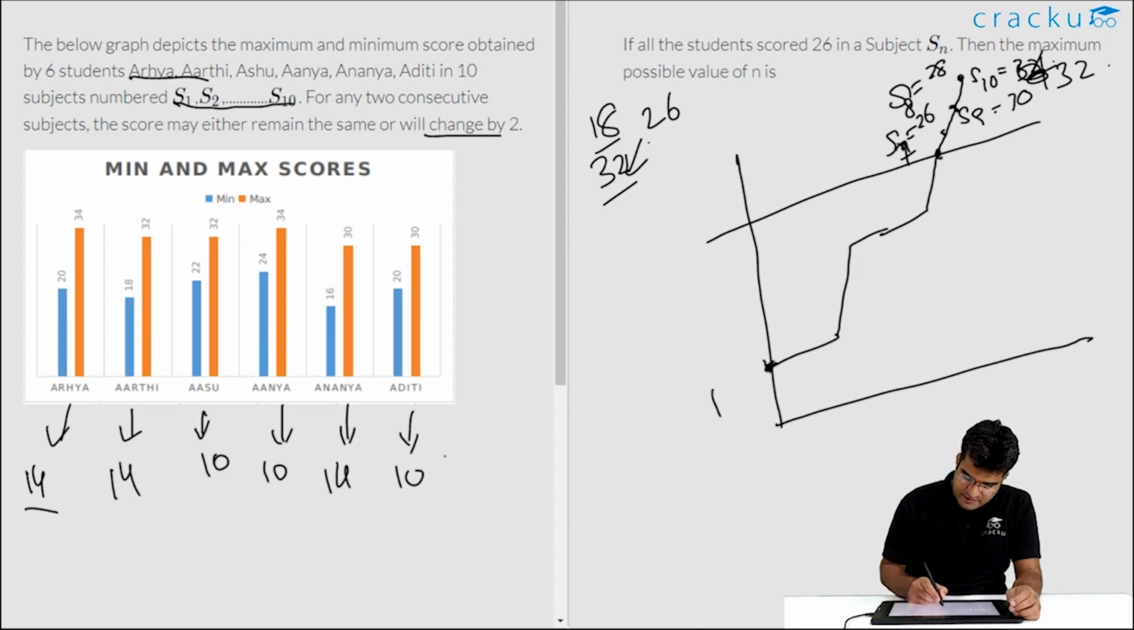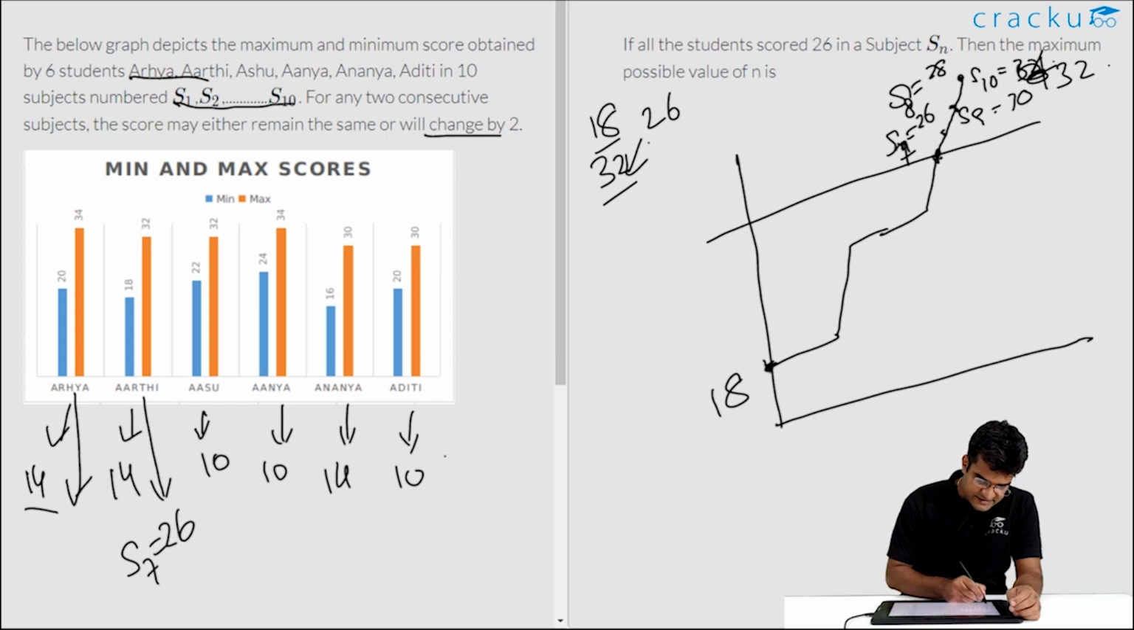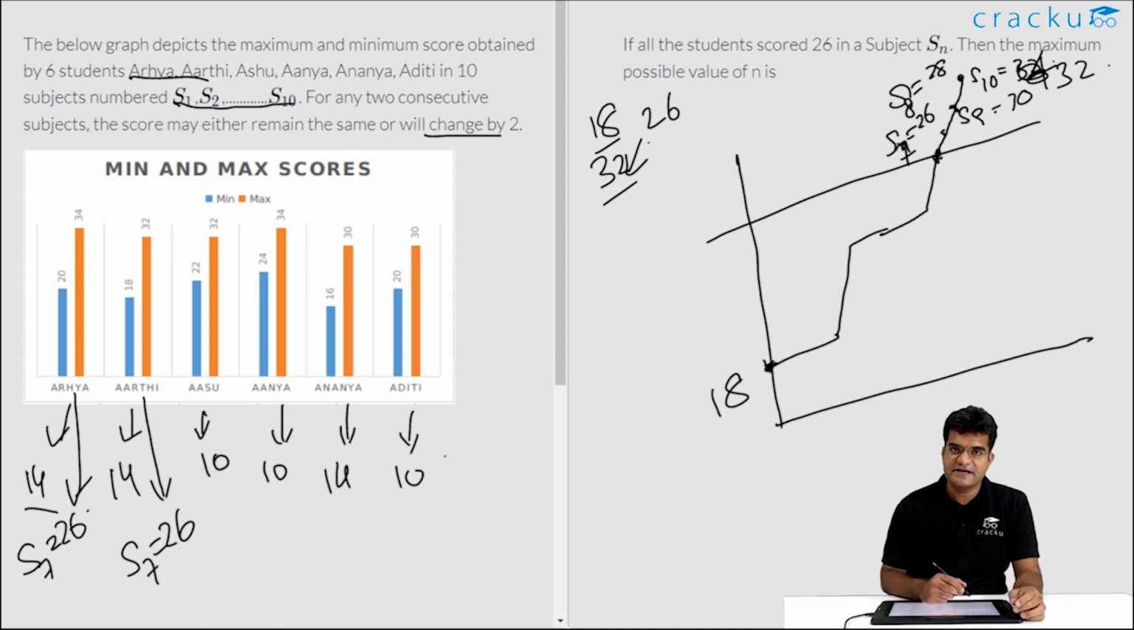And also notice that from 18 to 26 you can easily reach in 7 steps. So for Arti, a case exists where S of 7 is equal to 26. For Arya also a case exists where S of 7 is equal to 26. What we are trying to prove is, we will draw a graph for each one of them where S of 7 is equal to 26. If that can't be found for any of them, then we will try to do it for S of 6. And if that also is not possible, we will go for S of 5, and that is our strategy. Anyway, we have proved S of 7 for Arya and Arti.